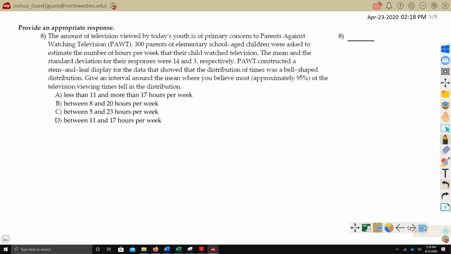So then the amount of television viewed by today's youth is of primary concern to PALT, Parents Against Watching Television. 300 parents of elementary school age children were asked to estimate the number of hours per week their child watched television. The mean and standard deviation were 14 and 3 respectively. So PALT constructed a stem and leaf diagram. Give the interval around the mean where you believe approximately 95% of the television viewing times fell in the distribution.